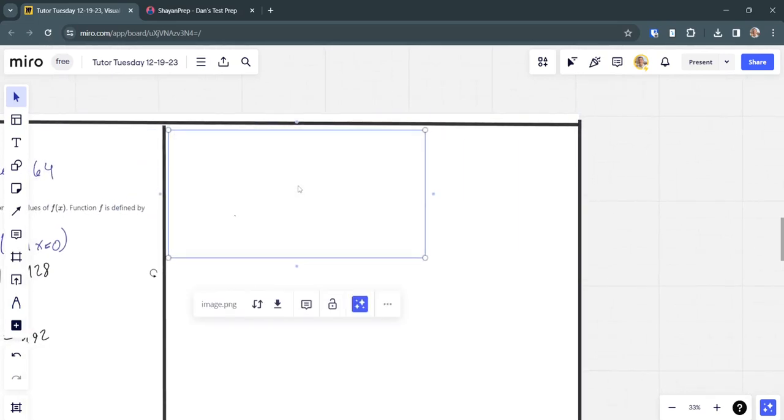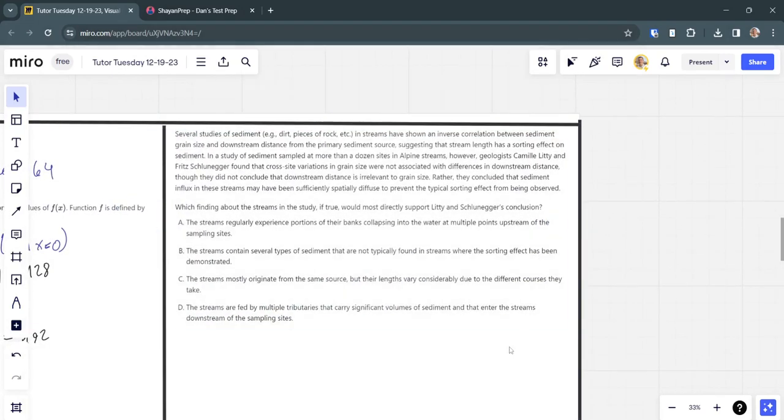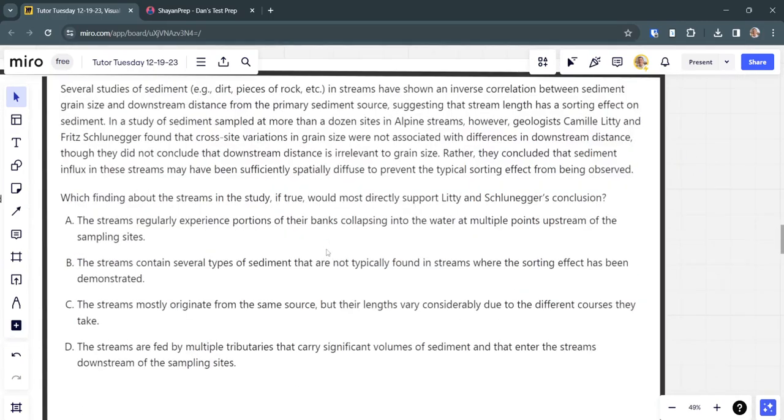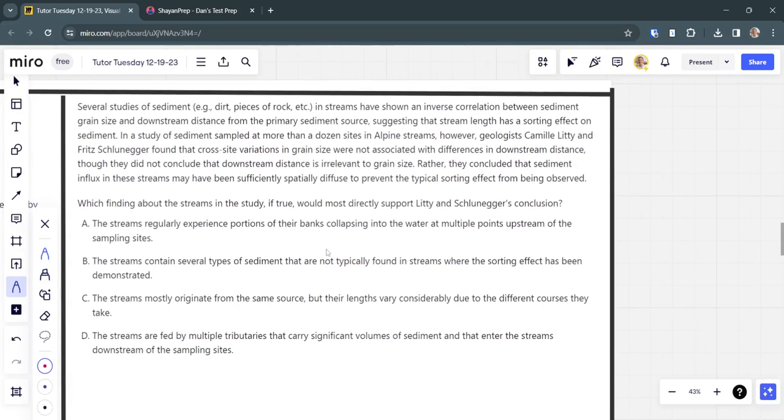So here's another reading, writing question. It's kind of a long question. It's asking us which finding about the streams in the study, if true, would most directly support Liddy and Schleniger's conclusion. Okay. Well, let's see. I want to see what their conclusion actually was.